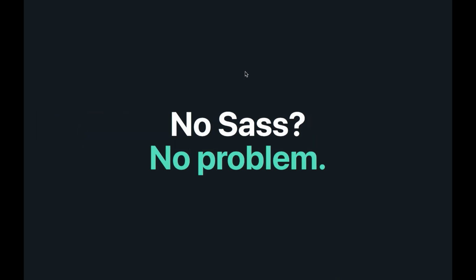Next one, no Sass, no problem. A lot of people are super accustomed to building their sites with preprocessors like Sass or Less, and they're used to features like build time imports or nesting or variables, and they don't want to lose those features when they start using something like Tailwind. I personally don't use Sass or Less or anything like that with Tailwind, so I just wanted to show you a quick demo of what my workflow actually looks like.